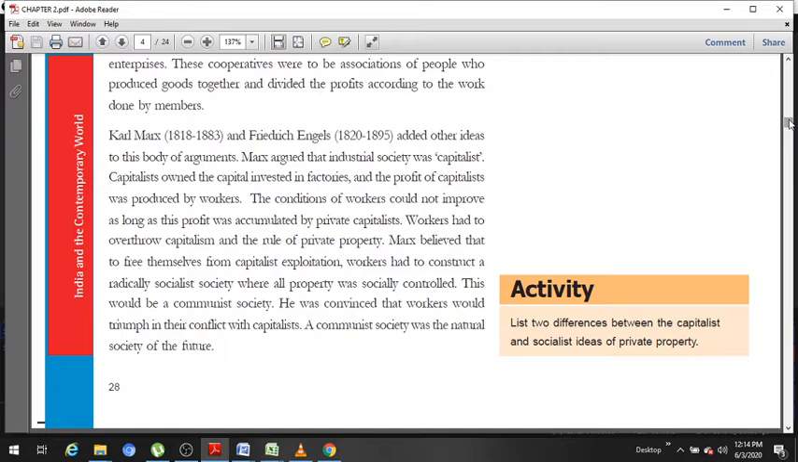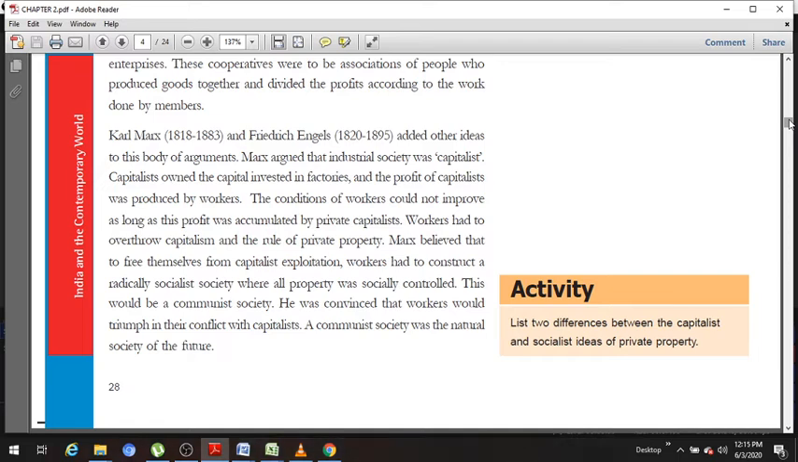Name of Karl Marx and Friedrich Engels. You can see these names in every subject, not only in history. They are in political science also. They are in literature also. So everywhere you can see these names. They were very great philosophers of their time, and they have written a lot of things on various issues, social, political, economic issues. So Karl Marx and Friedrich Engels added other ideas to this body of arguments.